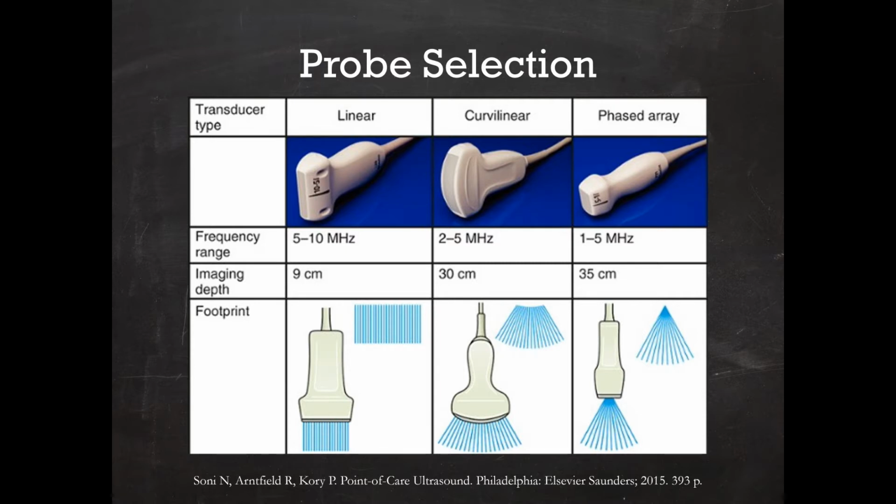If you're evaluating for pleural pathology, like pneumothorax, or evaluating subpleural consolidations, then the linear probe is going to be your probe because of its improved resolution. If you're interested in the lung ultrasound pattern, like A lines or B lines, then the curvilinear phased array probe is going to be your choice.